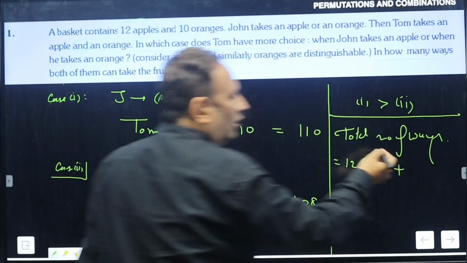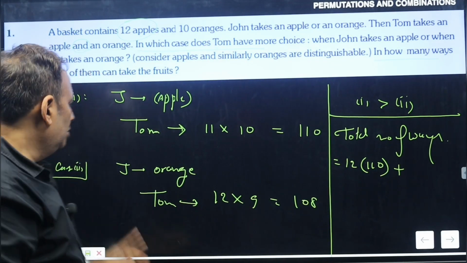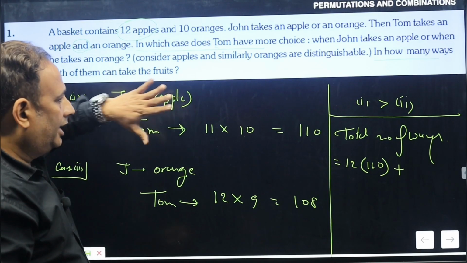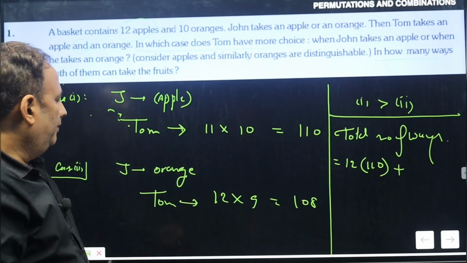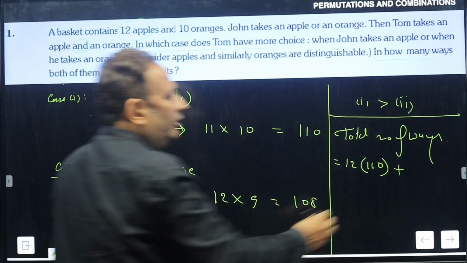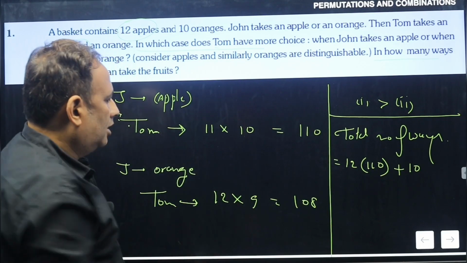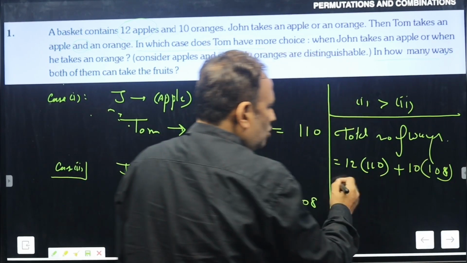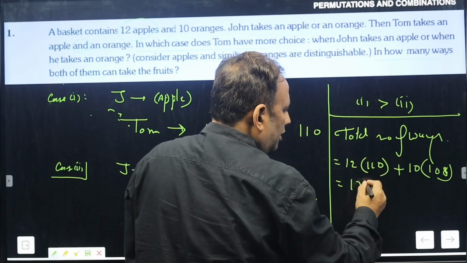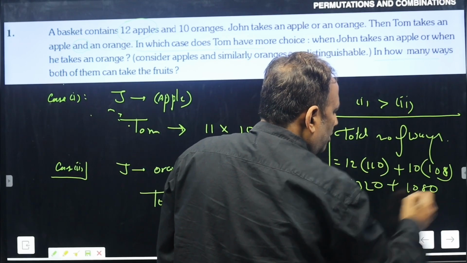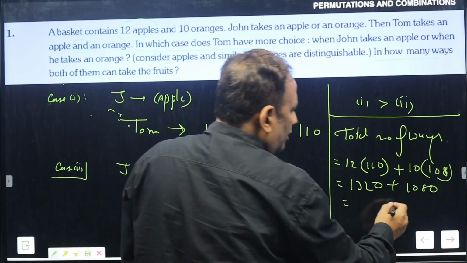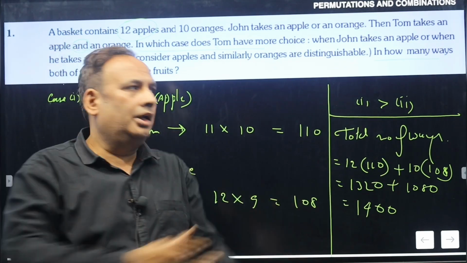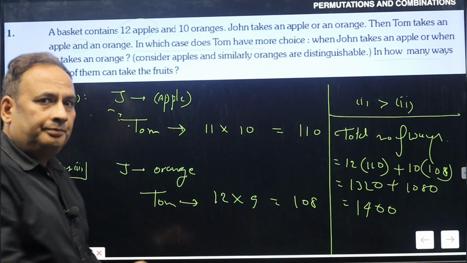And another option will be there. Why am I using plus here again? Because this is case 1 and this is case 2. There are two cases. They can go either in this way or in this way. So if he selects an orange, how many ways? 10 ways, and after that Tom is selecting 108 ways. So the final answer will be 1320 and here 1080. Now we can calculate this: 1320 plus 1080 is 2400. So the total number of ways is 2400. See this, is it okay?